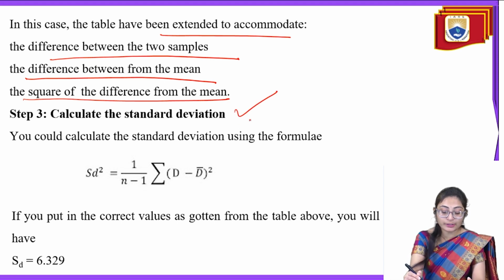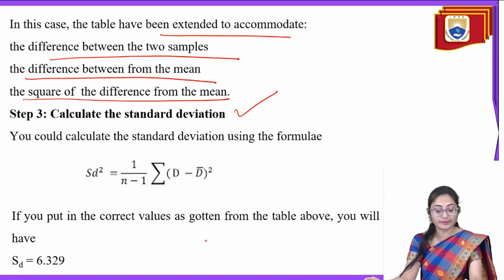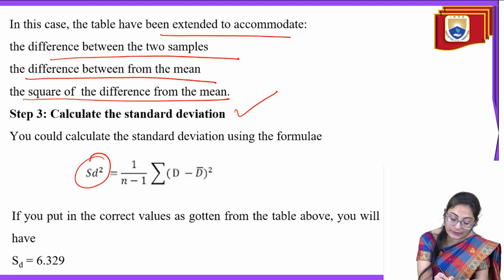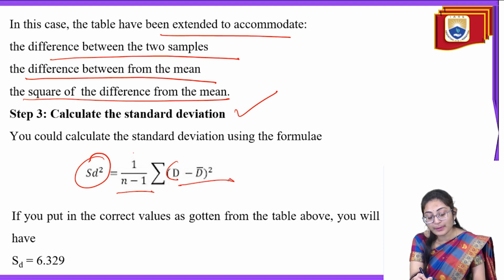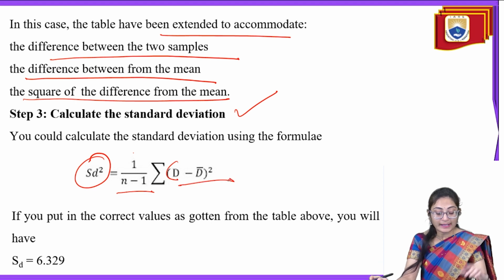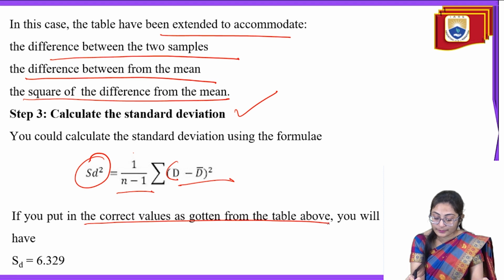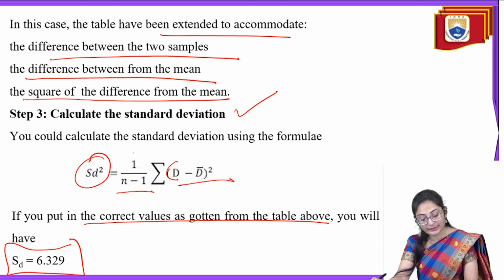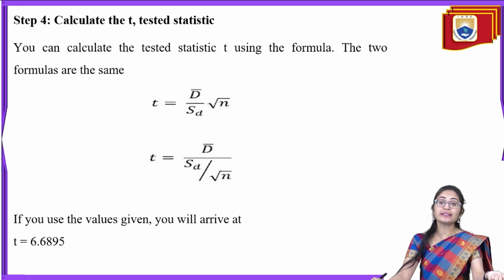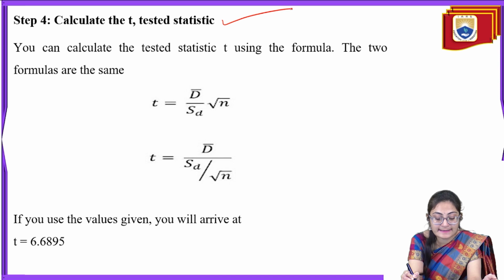Now the third step is that you have to calculate the standard deviation, and for that you use the formula SD square is equal to 1 by n minus 1 summation of (d minus d bar) square. If you put in the correct values, you will get the standard deviation equal to 6.329.